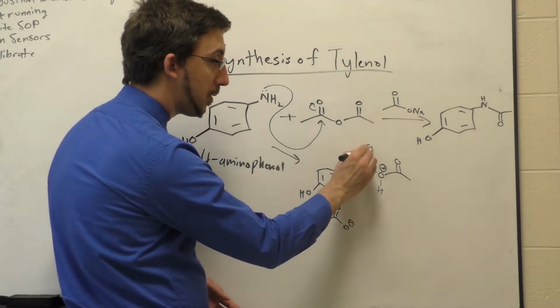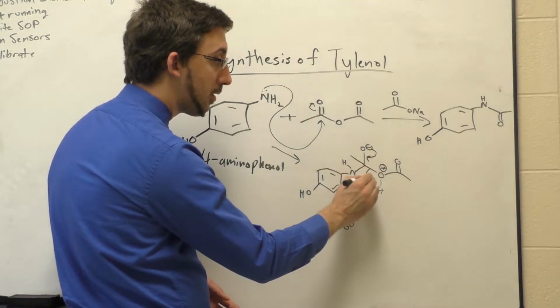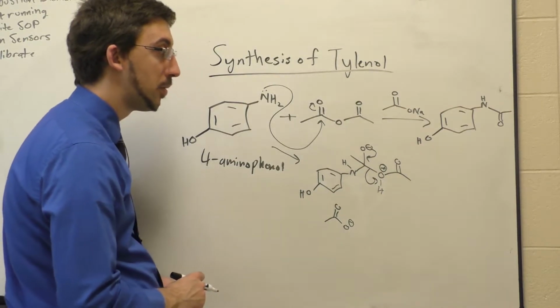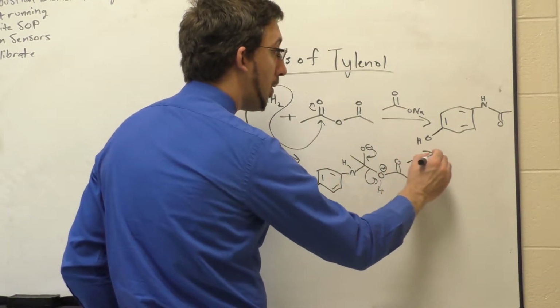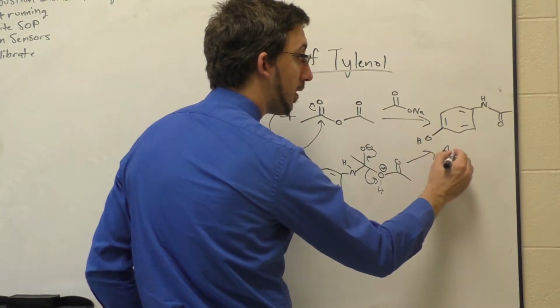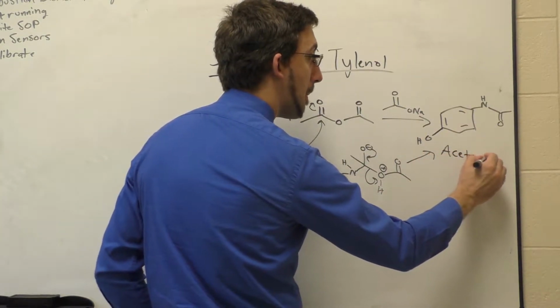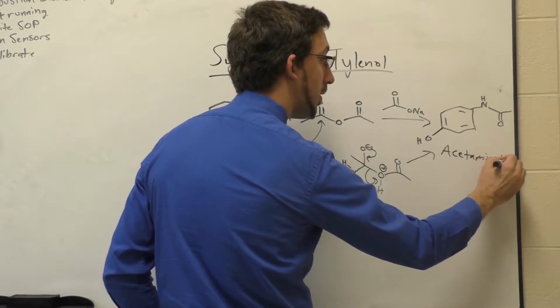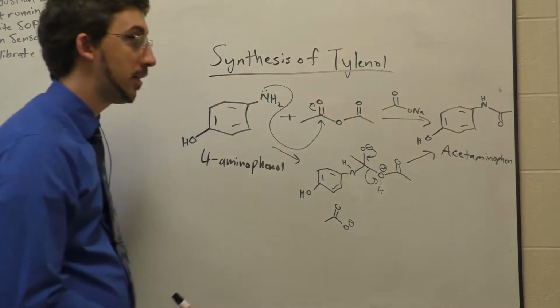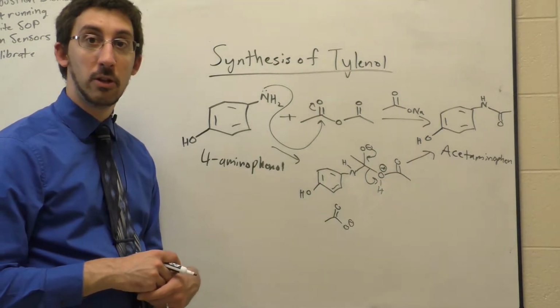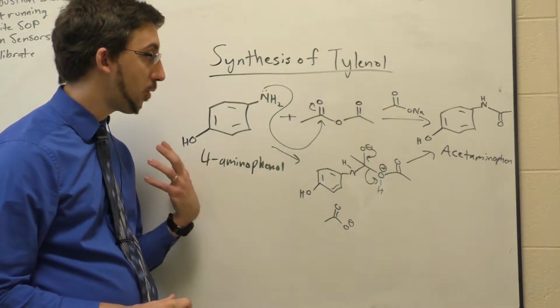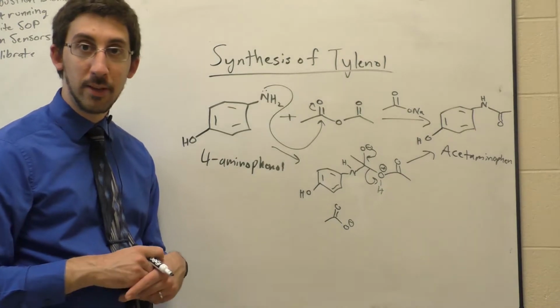And so the tetrahedral intermediate swings down, kicks off that acetic acid group, and this gets us directly to our acetaminophen product here. So, acetaminophen, our Tylenol there. And so the mechanism for this is really straightforward. And this reaction as a whole looks really straightforward.